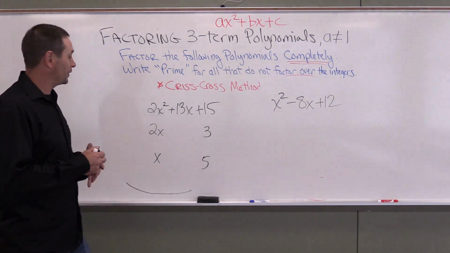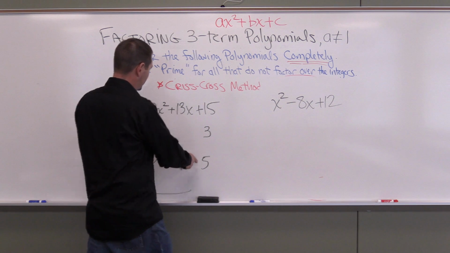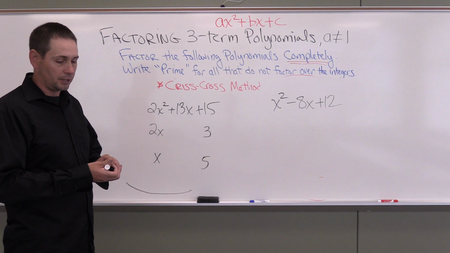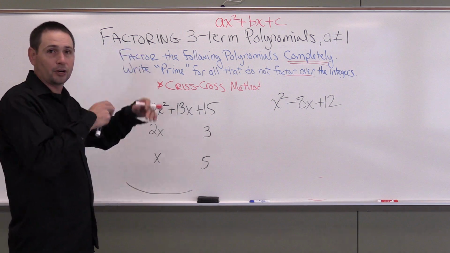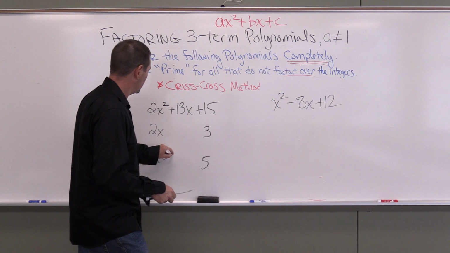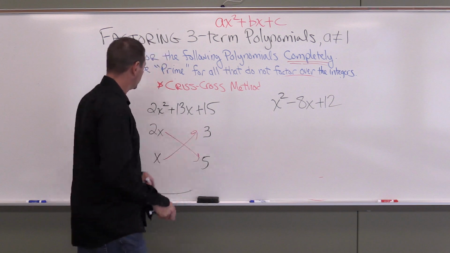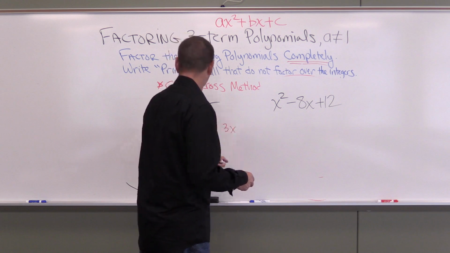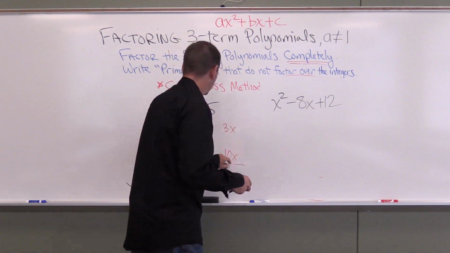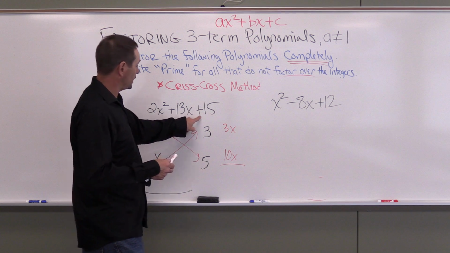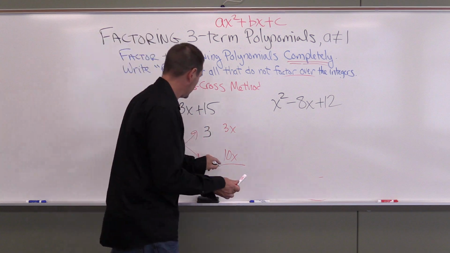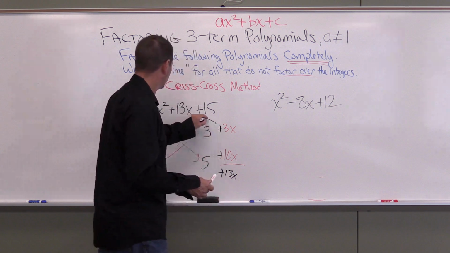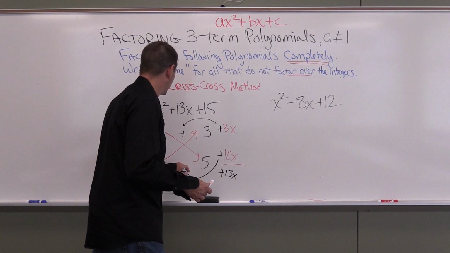Now, I like to think ahead on those, so I knew to stick the 5 down here because I'm thinking, okay, 10 and 3 gives me 13. But that takes a little practice. You don't have to, you can just stick them in and try it. Don't even worry about signs or anything. Crisscross these things, and you get 3x, and you get 10x. All right, what same signs will give you that exact positive 13x? It will be a plus and a plus. Dump your signs in and you just factored the thing.